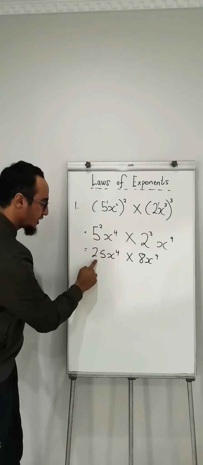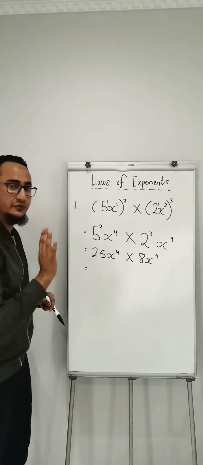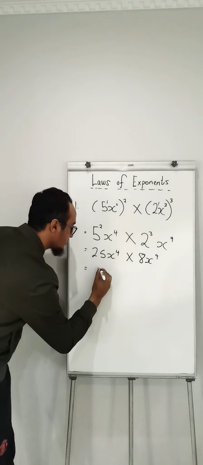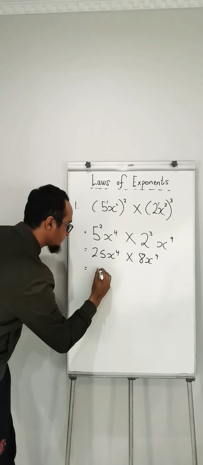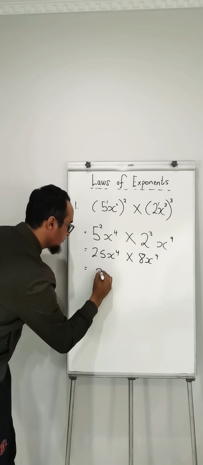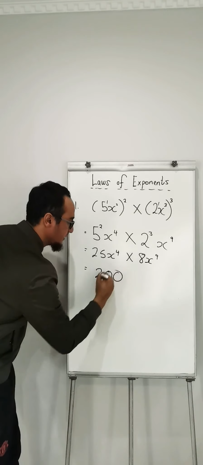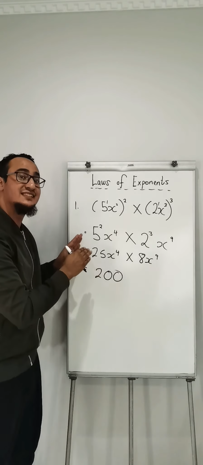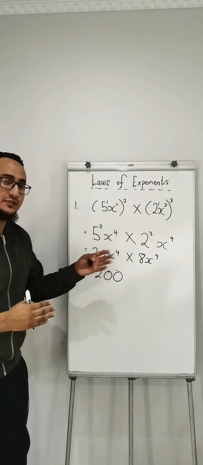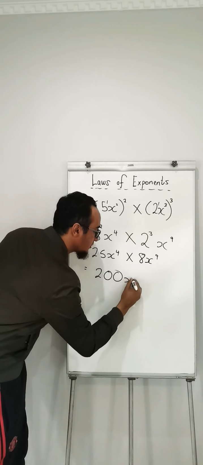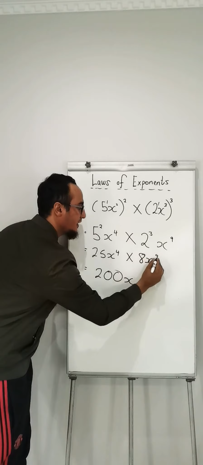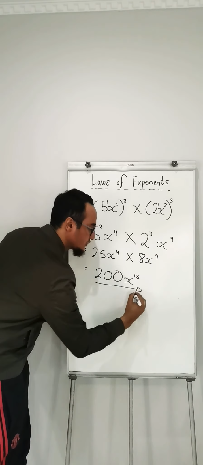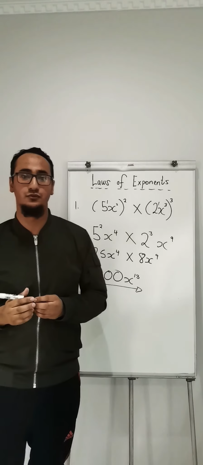So, 25 multiplied by 8 over there. Remember, always multiply your coefficients first. And that answer will be equal to 200. Right? And then x to the power of 9. When I'm multiplying with the same bases, what happens to the exponents? They will add with one another, and 4 plus 9 is equal to 13. On to example number 2.